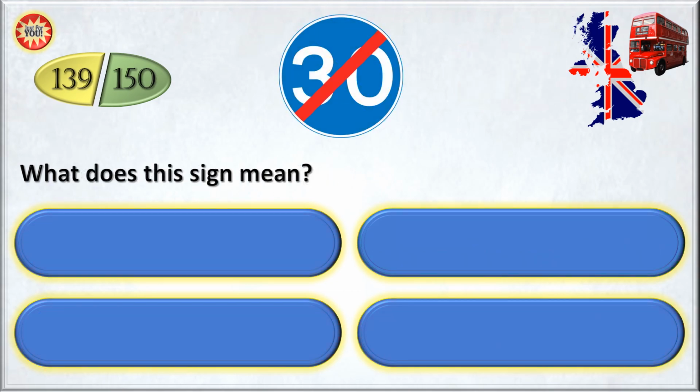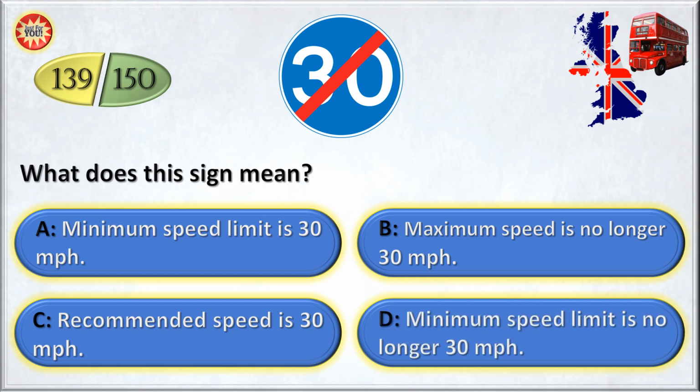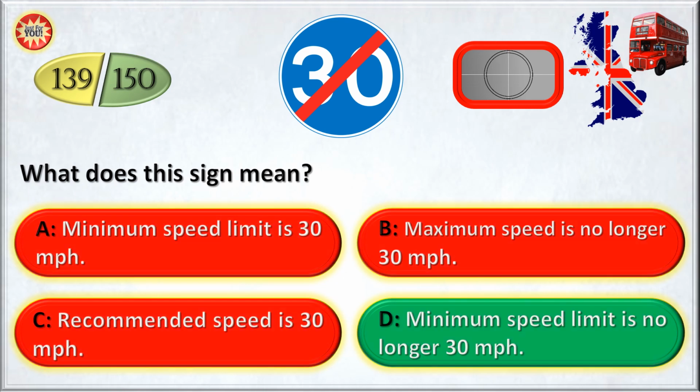What does this sign mean? Minimum speed limit is 30 miles per hour. Maximum speed is no longer 30 miles per hour. Recommended speed is 30 miles per hour. Minimum speed limit is no longer 30 miles per hour. Minimum speed limit is no longer 30 miles per hour.